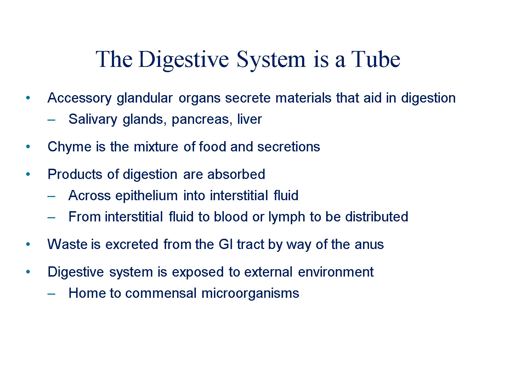The digestive system is essentially a long, hollow tube that extends from the mouth to the anus. It plays a crucial role in breaking down food, absorbing nutrients, and eliminating waste. Several accessory glandular organs assist in digestion by secreting essential substances. The salivary glands, pancreas, and liver all contribute enzymes and other secretions that aid in the breakdown of food. As food moves through the digestive tract, it mixes with digestive secretions, forming a semi-liquid substance called chyme. This mixture is essential for the breakdown and absorption of nutrients.